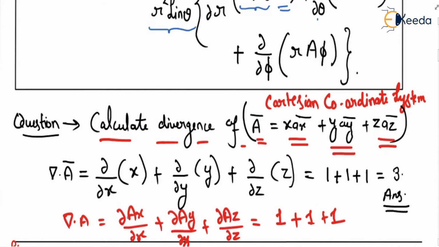So we have written here del over del x of x because Ax is x here, del over del y of y because Ay is y here, del over del z of z, and x differentiation with respect to x is 1, y differentiation with respect to y is 1, and z differentiation with respect to z is 1. So 1 plus 1 plus 1, then the answer is 3.